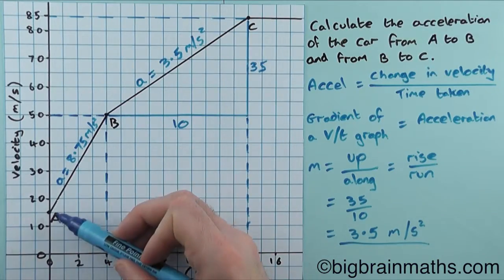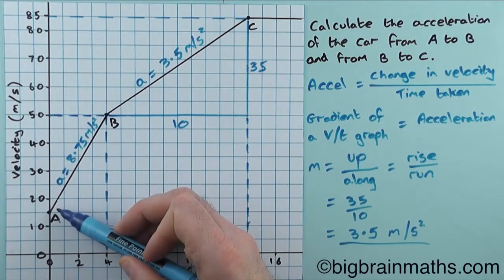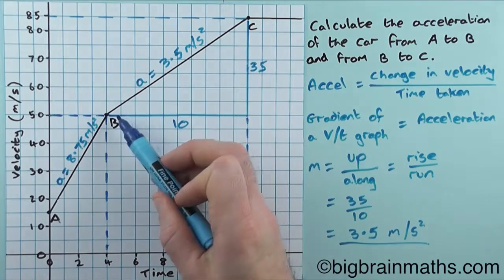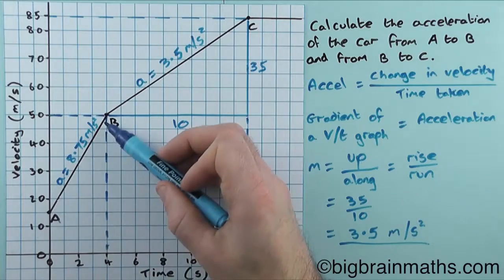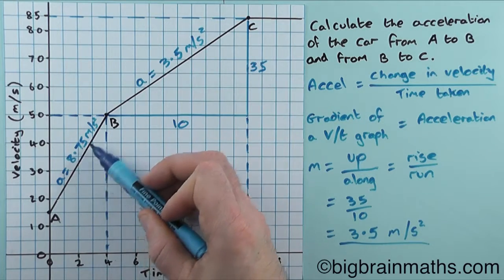And finally, you'll notice that this section of the graph is steeper than this section of the graph. So when the graph is steeper, it means the acceleration is bigger.